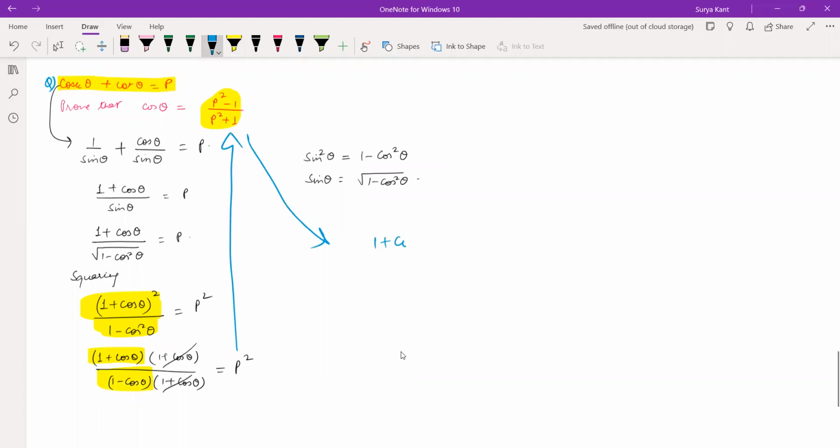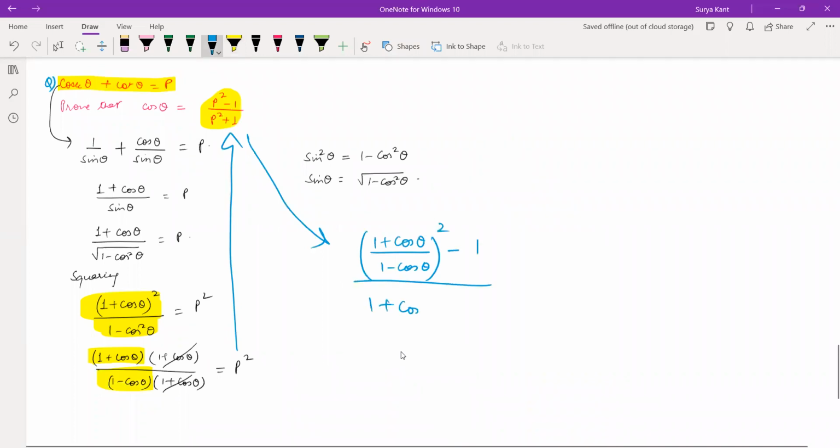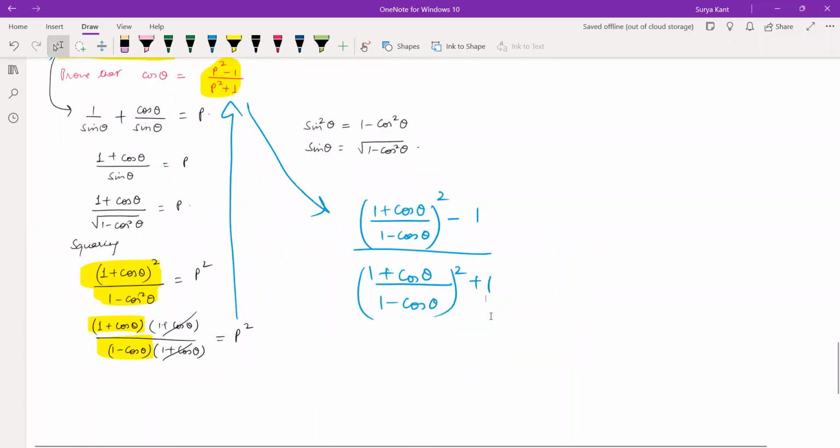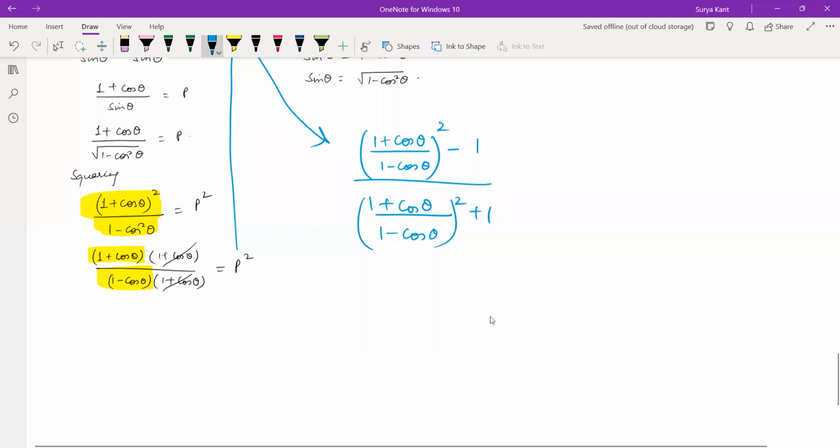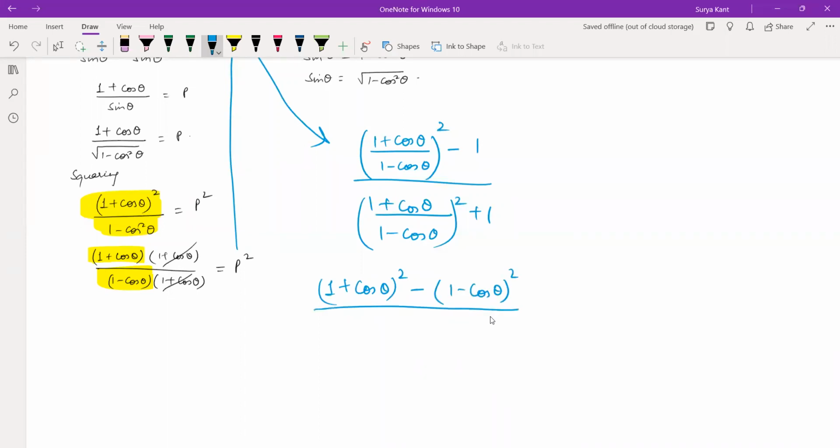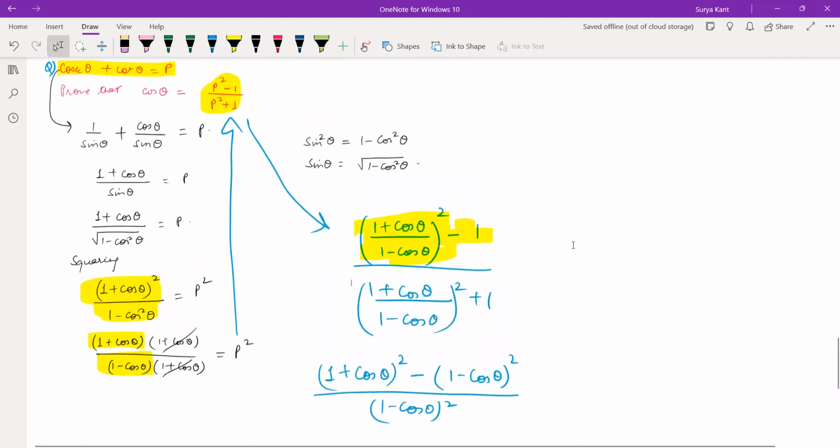So 1 plus cos theta divided by 1 minus cos theta, whole square, minus 1, divided by 1 plus cos theta divided by 1 minus cos theta, whole square, plus 1. So what do we get? 1 plus cos theta whole square minus 1 minus cos theta whole square divided by 1 minus cos theta whole square, right? Like this is a whole square. Sir, because we find the value of P square, not P. So we have to directly write 1 plus cos theta by 1 minus cos theta.